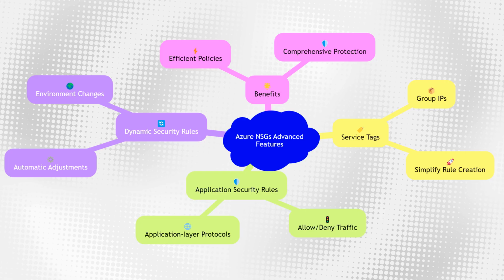Azure NSGs offer advanced features that enhance their functionality. For example, you can use service tags to simplify rule creation by grouping IP addresses for specific Azure services. Another feature is the ability to create application security rules that allow or deny traffic based on application layer protocols. Additionally, NSGs support dynamic security rules that automatically adjust based on changes in your environment. Leveraging these advanced features can help you create more efficient and effective security policies, ensuring comprehensive protection for your network.